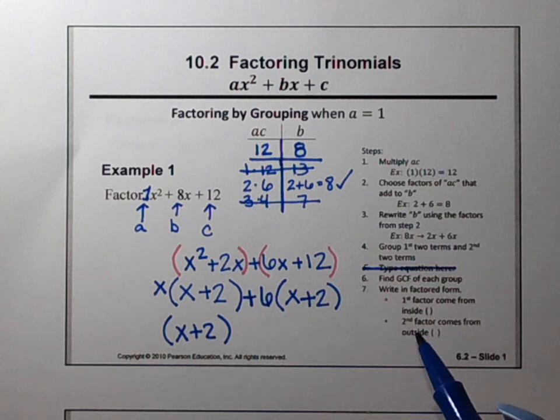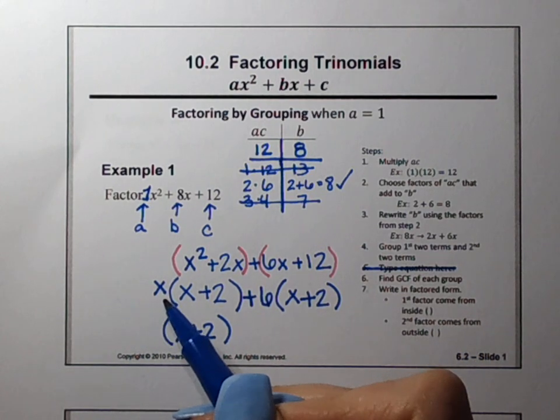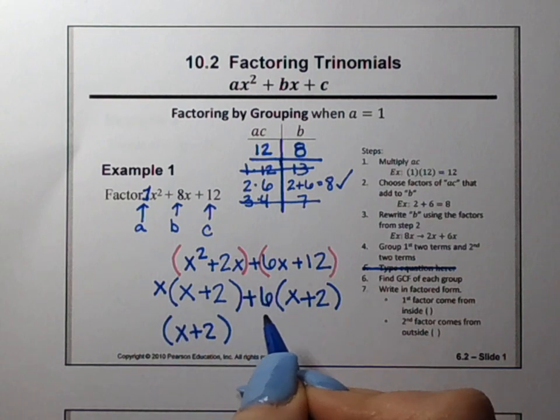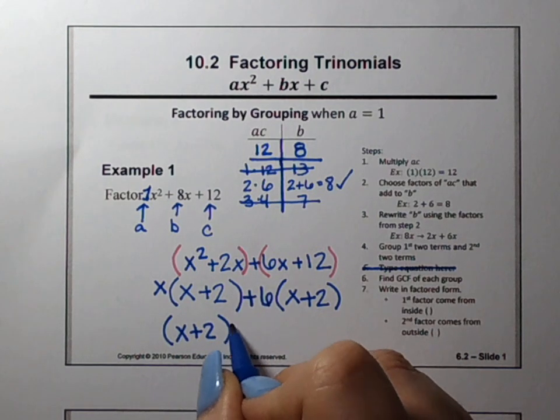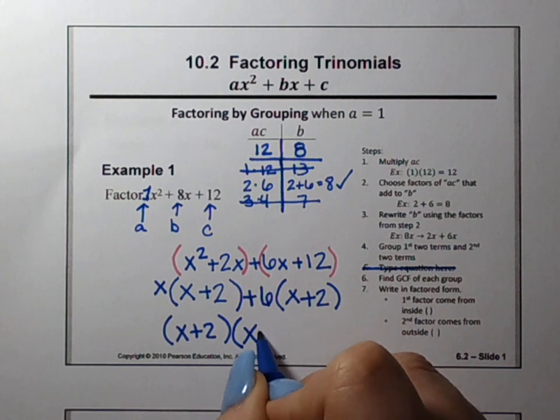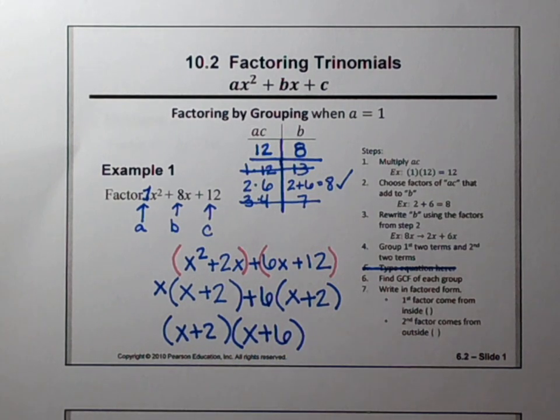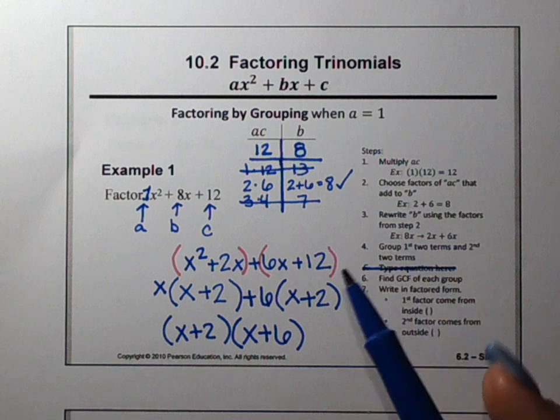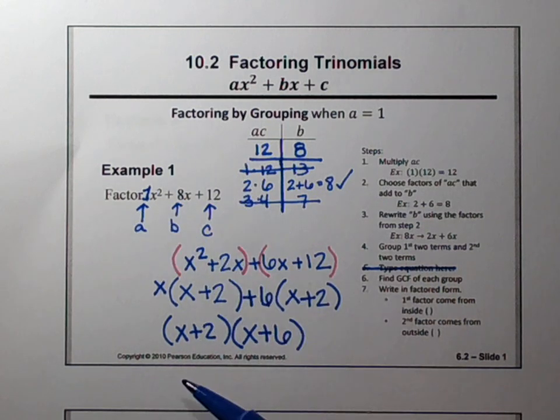The second factor comes from what's written outside the parentheses. So you can see we've got this x outside the parentheses and a plus 6 outside the parentheses. So that becomes our second factor. X plus 6 goes inside parentheses. And that is complete. We have factored by grouping and we have factored our trinomial.